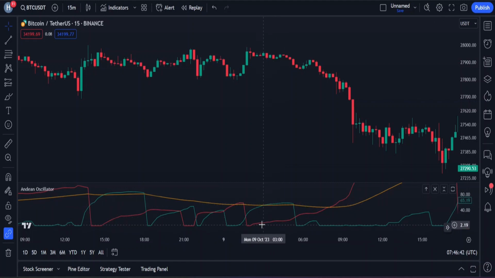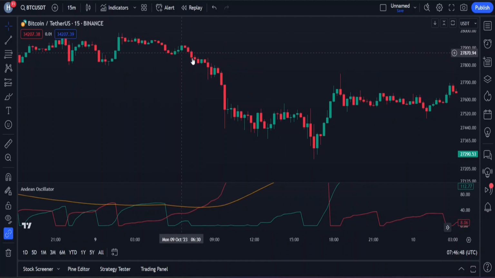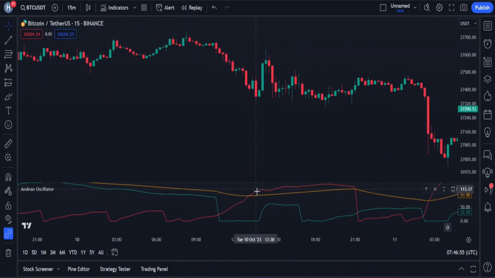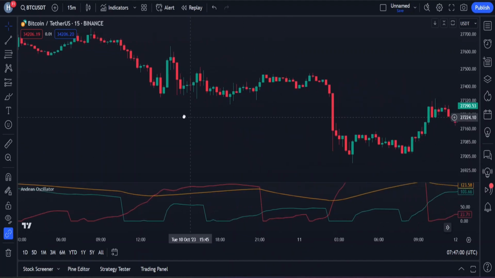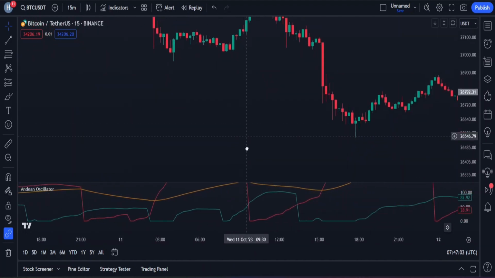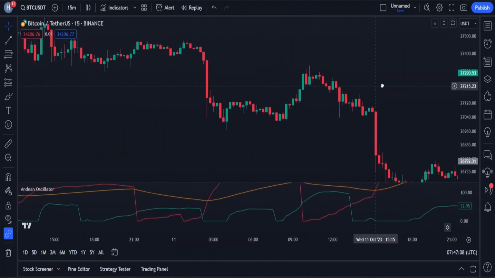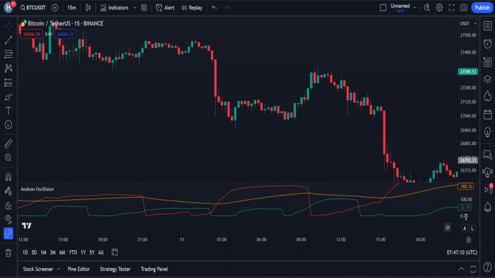But if we look at the red line, we can see it's not at the 0 level. This means that there are still some sellers in the market, and due to this we might want to skip this trade and wait for another. Here we can see the red line crossed above the signal line, and the green line is at the 0 level. So this right here is a stronger signal, and most probably these types of signals will be profitable. So we will only enter when we get buy and sell signals like these.